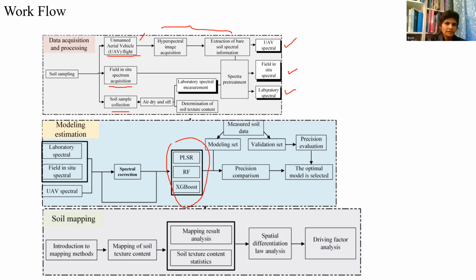So once you've got the spectrum, then how do you correlate it to the actual library, which I was telling you about before? There are three different kinds of modeling methods: PLSR, RF, and XGBoost. It depends on the user and also the kind of data that you have at the end of it as to which method you use, but you can use all three and then compare the results as well.